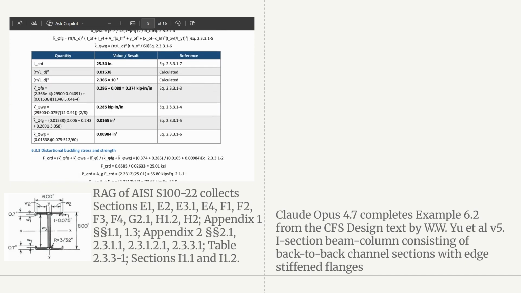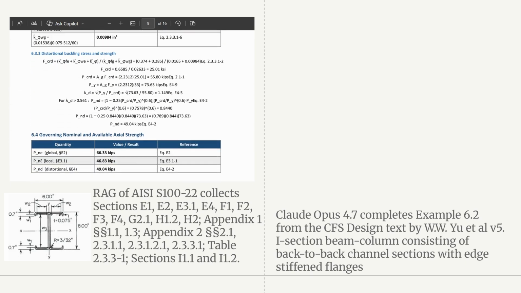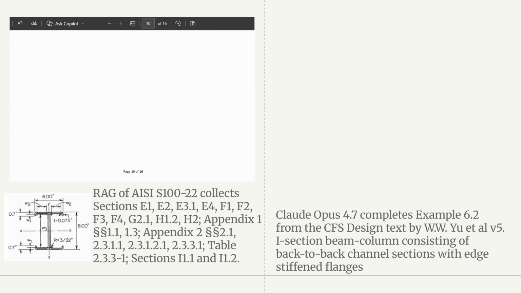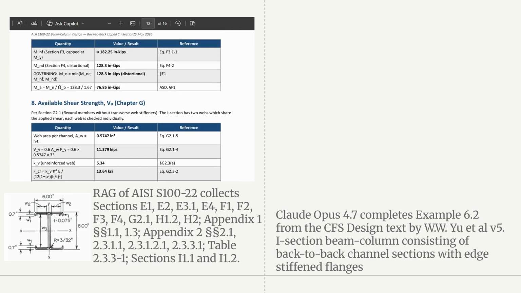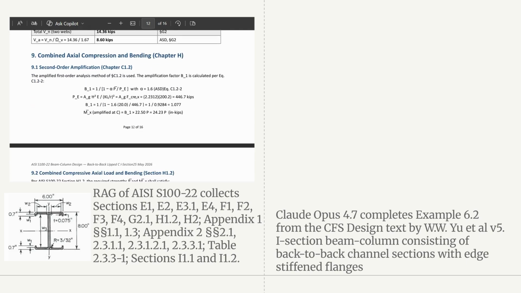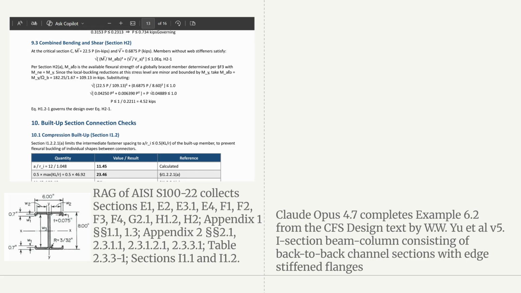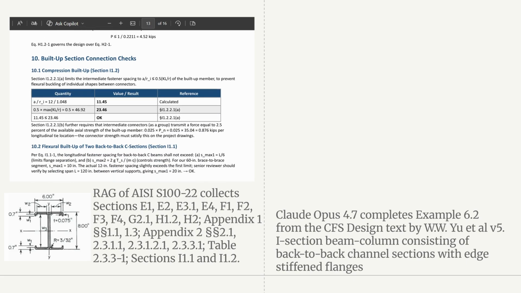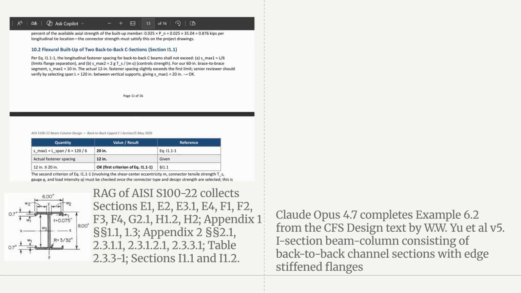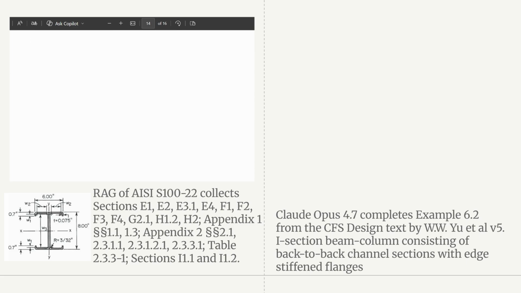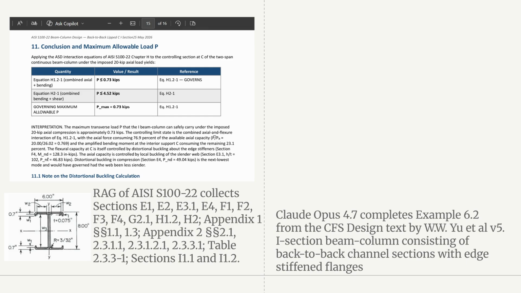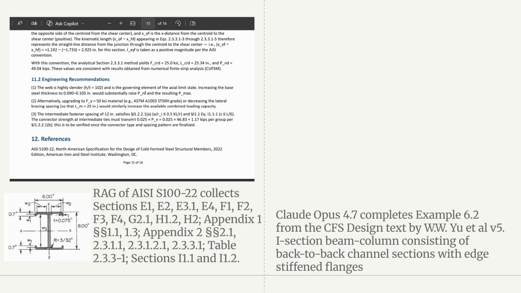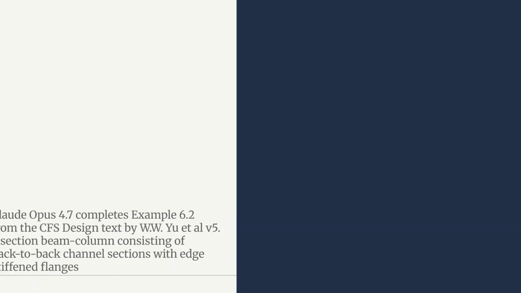Next, the flexural strength is calculated, considering lateral torsional buckling, local buckling, and distortional buckling. Following this, the shear strength is calculated. Finally, interactions are checked, including axial compression and bending and shear. Some checks are then undertaken for built-up sections generally, and for back-to-back channels in flexure. The report is finalized with conclusions, notes, recommendations, and references.